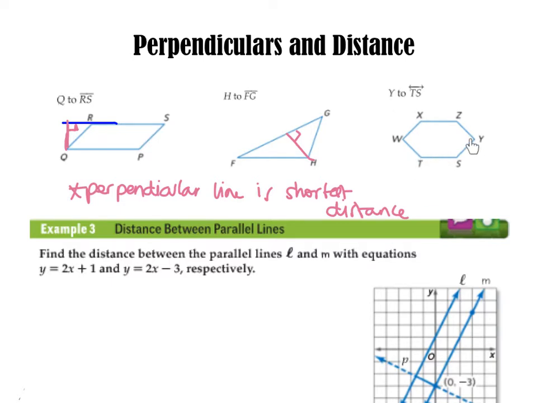Okay, and then the last question, Y to TS. So Y is over here, TS is over here. If we drew a distance like this, it would be a little bit longer than this, but we know that a perpendicular line would go straight down. So we have to extend TS a little bit more, and then from Y it will just go straight down and create that nice 90-degree angle. Okay?